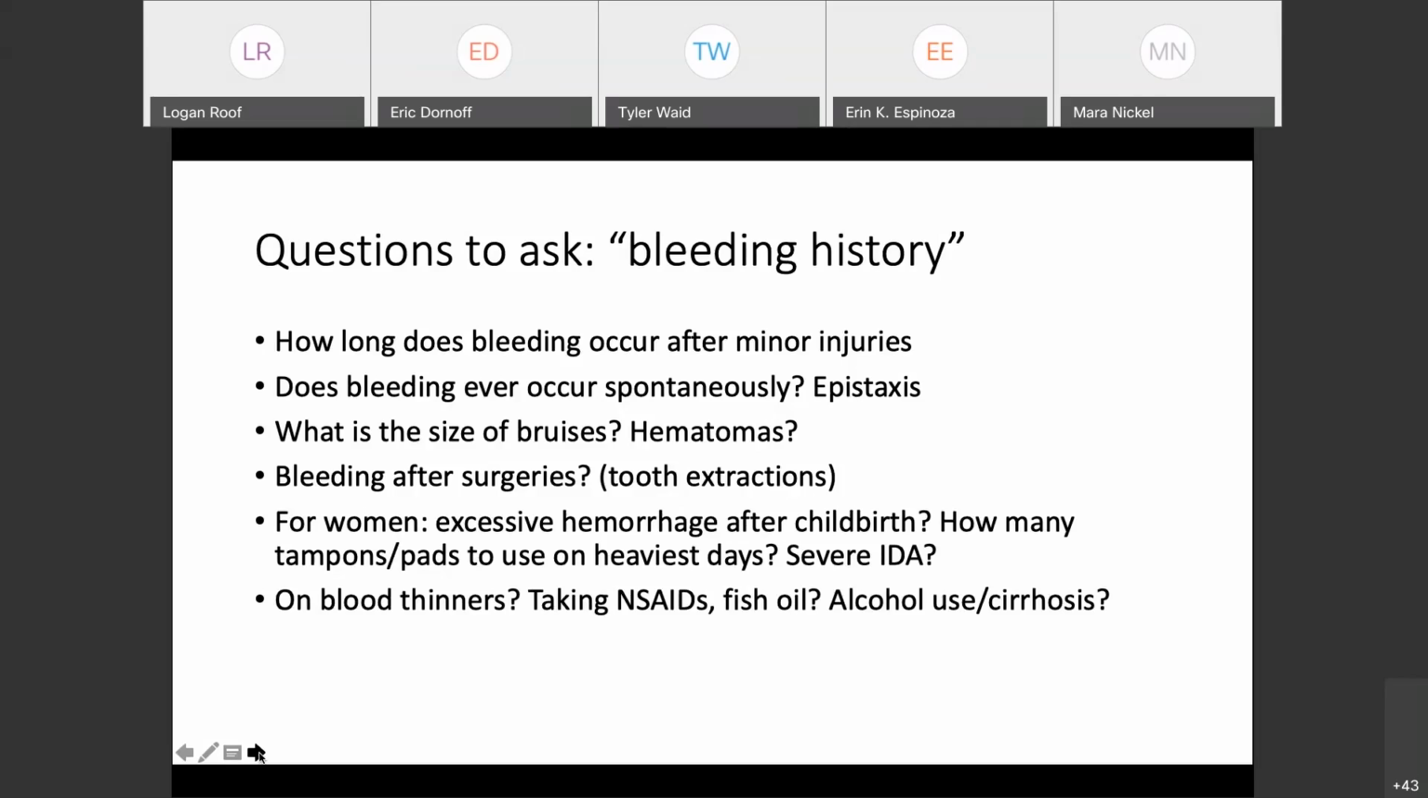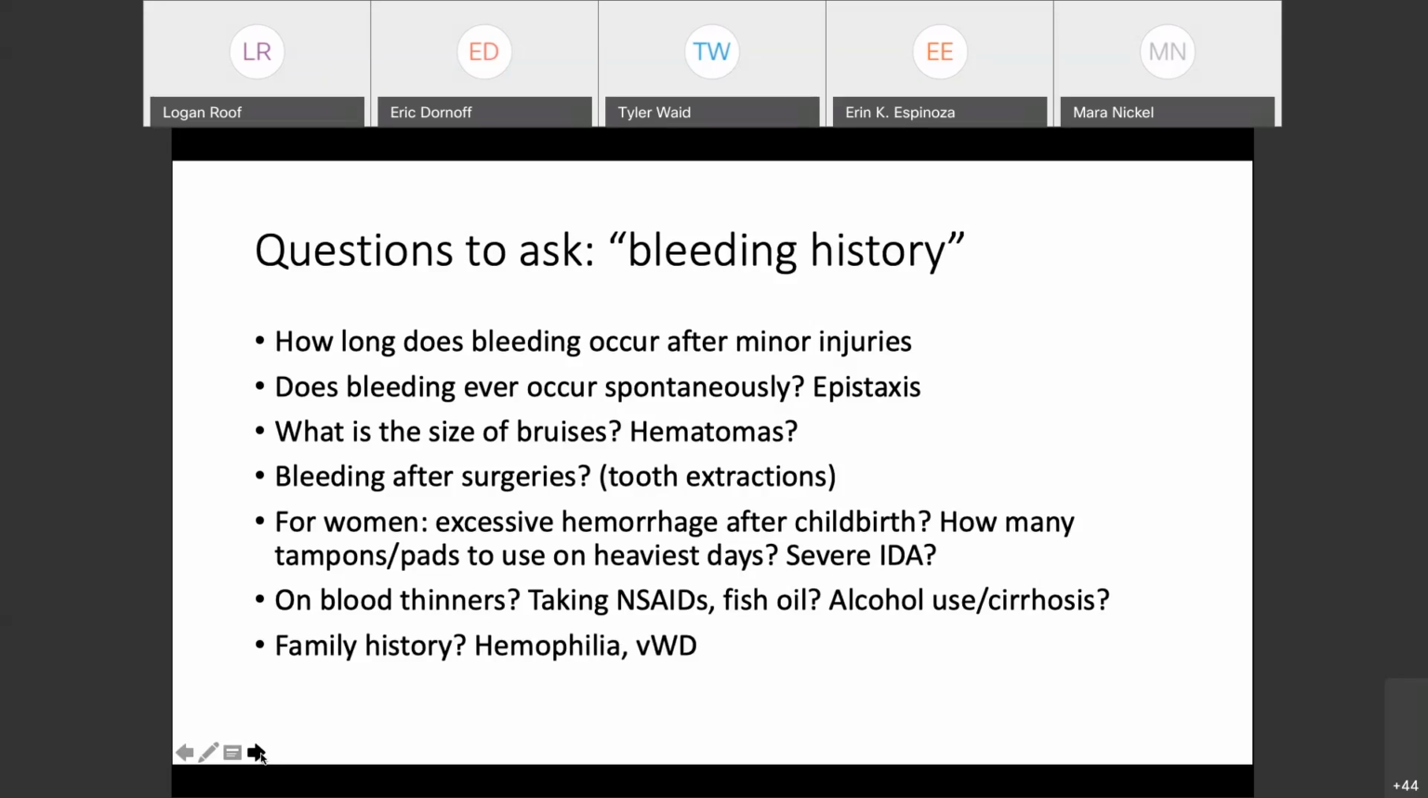Medication-wise, is the patient on blood thinners, of course, but also remember that NSAIDs and fish oil can cause platelet dysfunction, which can make them more prone to bleeding. Alcohol use is important, as well as cirrhosis, which can cause portal hypertension, splenomegaly, splenic sequestration, and thrombocytopenia, kind of all following in that order. That should prompt you to think about the bleeding patient as well.